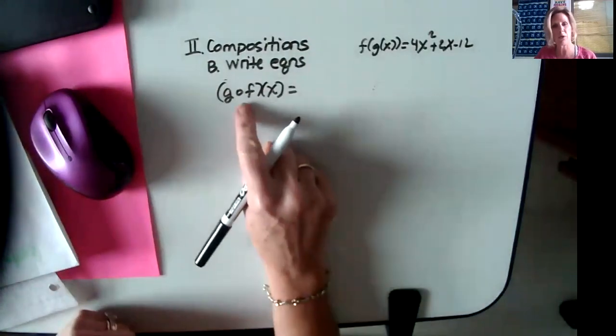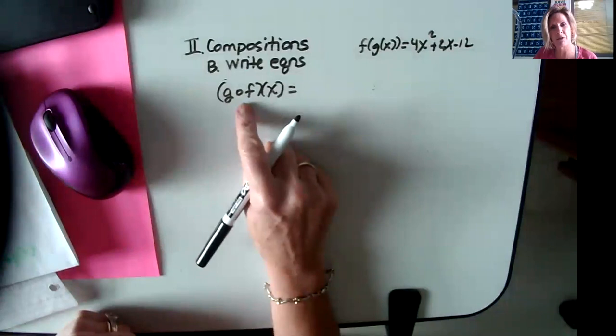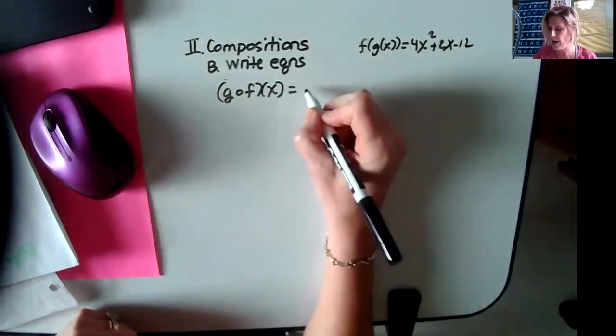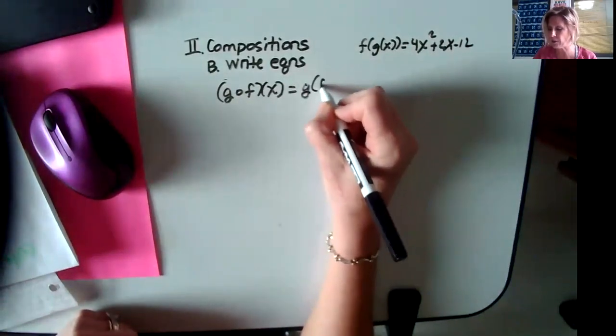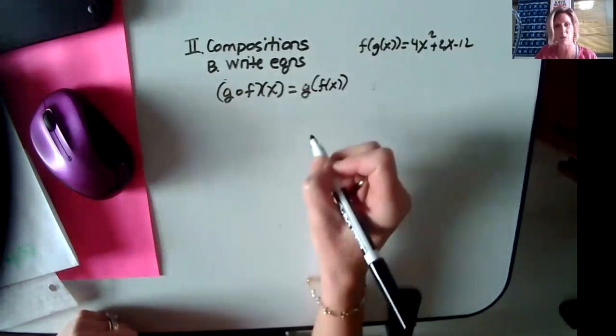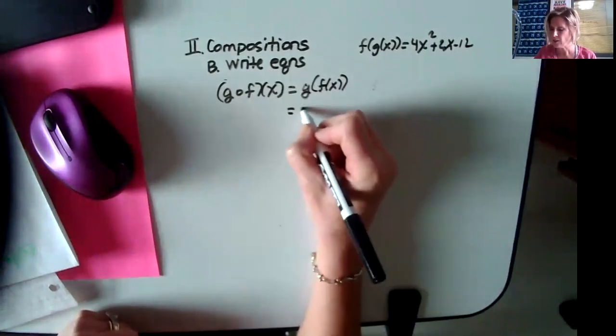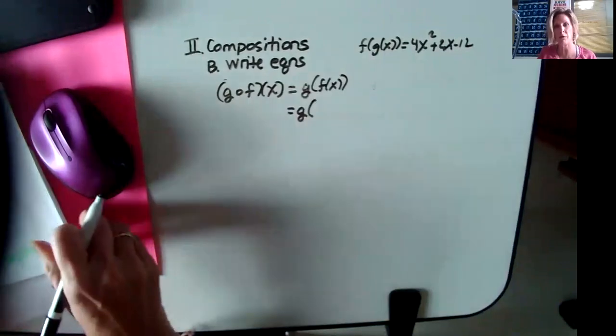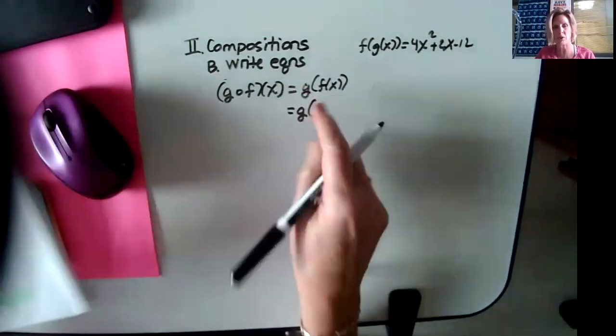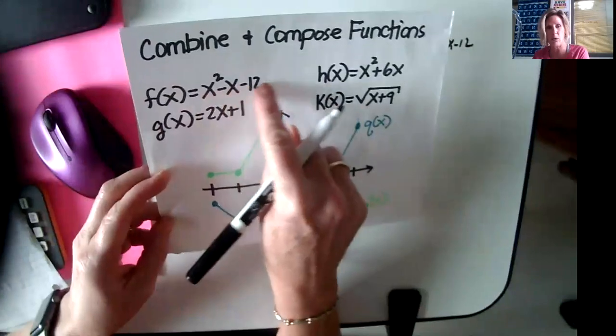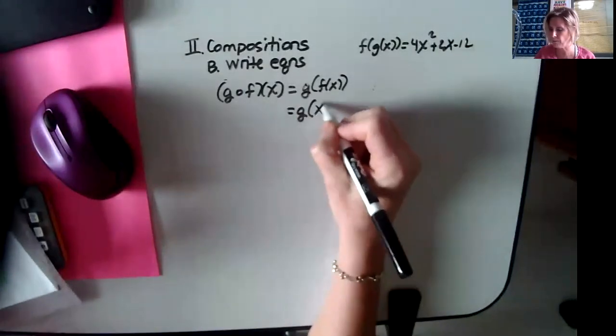So now let's go in the other direction. Let's do g of f of x. So I am going to write g of f of x because I like that better. I feel more comfortable with that. So step one, show the interior function. Well, the interior function is f of x, and that is x squared minus x minus 12.